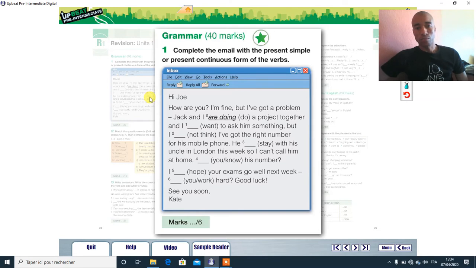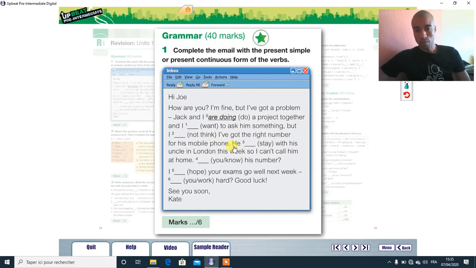And here we have an email, and the question says complete the email with the present simple or present continuous form of the verbs, right? So here the first example is done. So we have, how are you? I'm fine, but I've got a problem. Jack and I are doing a project together, right? So it's up to you to complete this email with the right tense, okay?